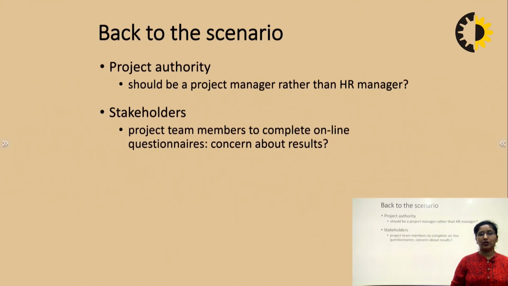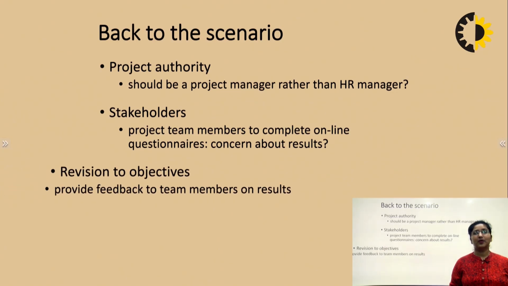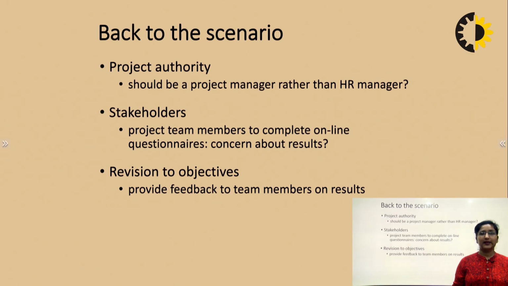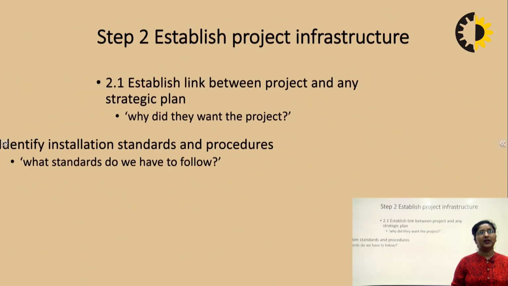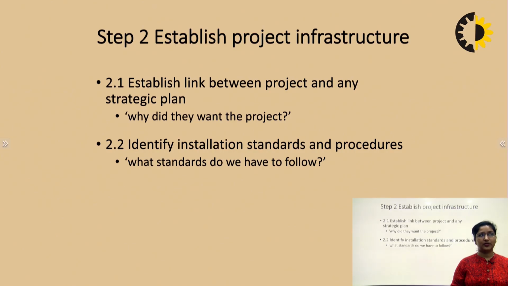So, project authority, it should be a project manager rather than the HR manager, because what the project manager is doing, that HR cannot do. Stakeholders, so project team members to complete online questionnaire like concern about the results and all. Then a revision to the objectives will be made, like providing feedback to the team members on the results. Then establish the project infrastructure.